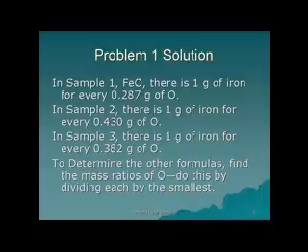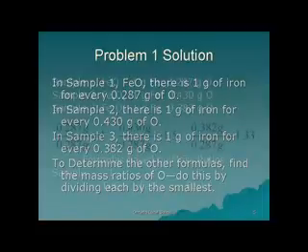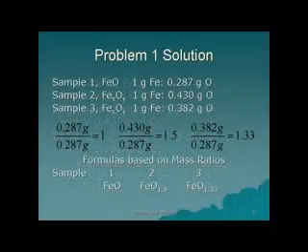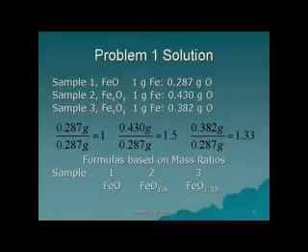To determine the other formulas, we're going to find the mass ratios of oxygen, and we're going to do this by dividing each of the masses of oxygen by the smallest. So here we have our different masses of oxygen. We're going to find our ratio between them. In sample 1, obviously, the ratio is 1, 0.287 grams divided by 0.287 grams. In sample 2, the 0.430 grams divided by 0.287 grams gives us a mass ratio of 1.5 grams of oxygen in sample 2 for every 1 gram of oxygen in sample 1.